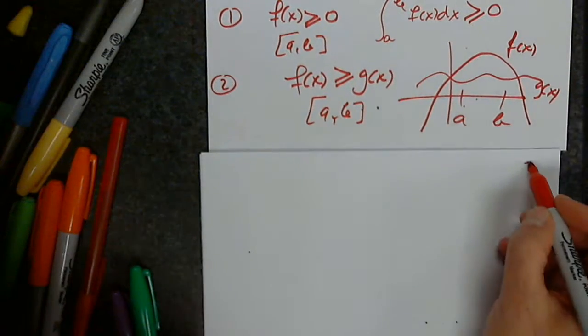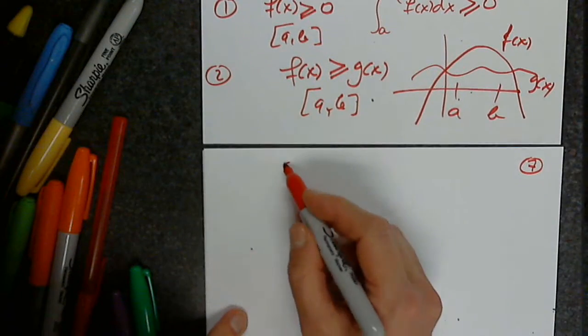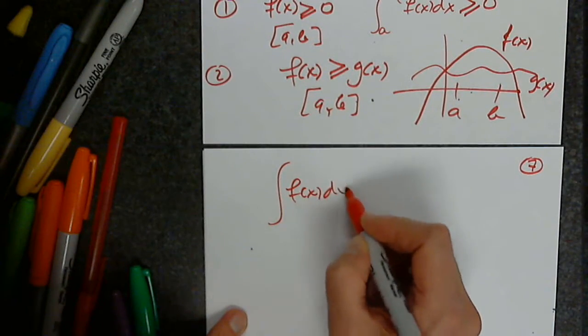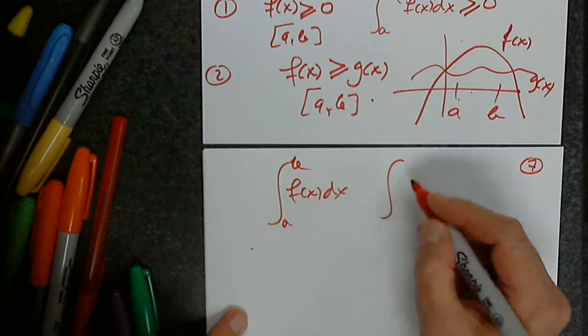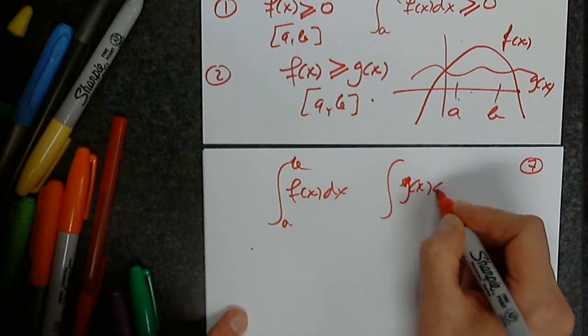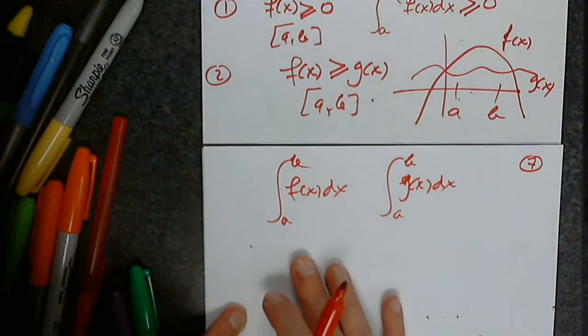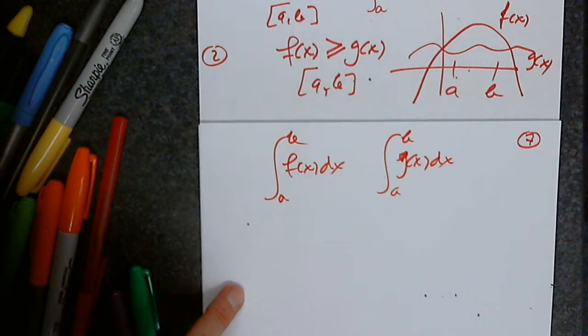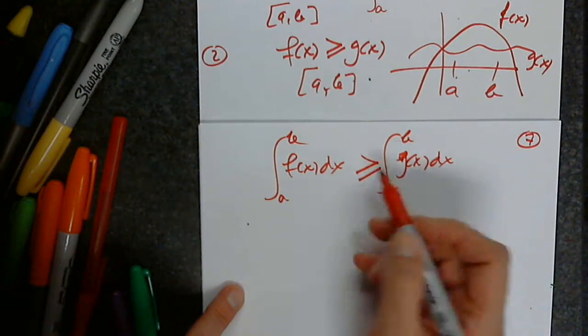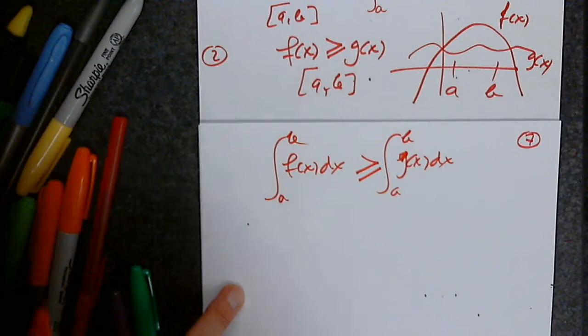I love it. So then, what will you say about the area from a to b of f of x dx, and the area from a to b of g of x dx? Exactly what you just said. It has to be greater than. It's more area under f because it's above g.